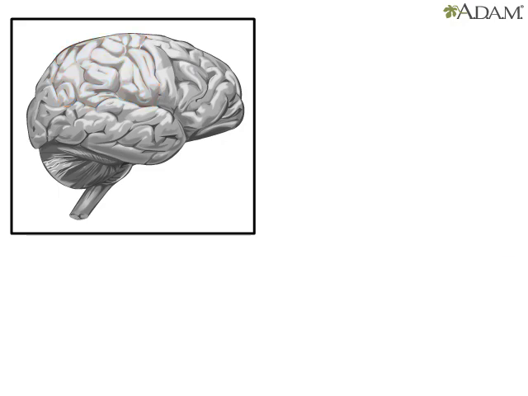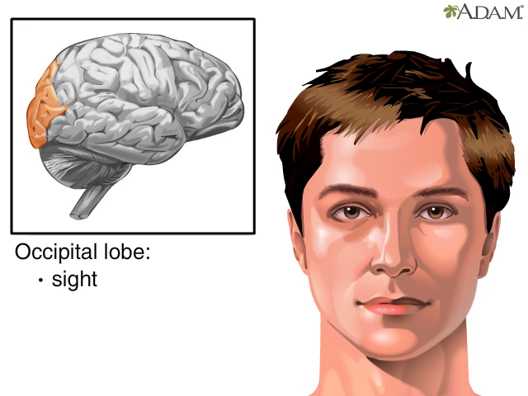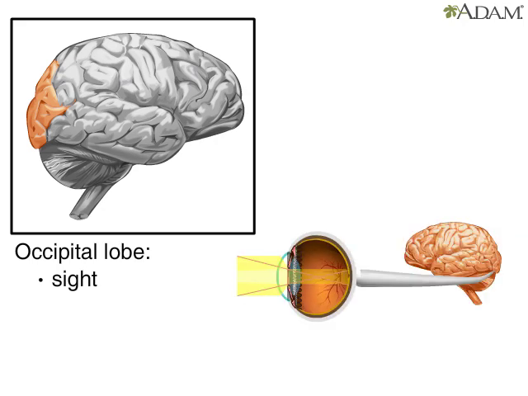All sounds are processed in the temporal lobe. They are also important for learning, memory, and emotion. The occipital lobe is located at the back of the head, behind the parietal and temporal lobes. The occipital lobe analyzes visual information from the retina and then processes that information.